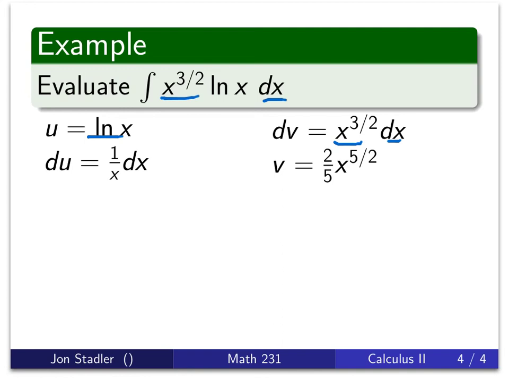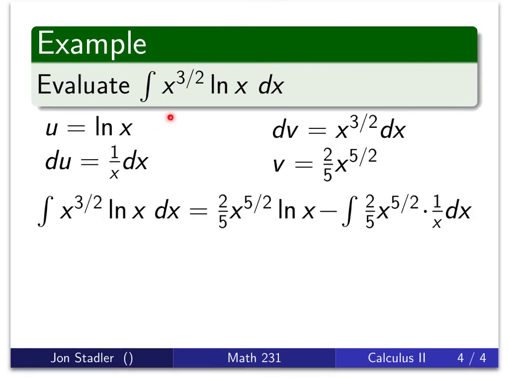And then we find the antiderivative of v. We would add 1 to the exponent, x to the 5/2, divide by that new exponent, which is the same as multiplying by its reciprocal. We'll piece this together. u times v is going to be 2/5 x to the 5/2 times natural log of x minus the integral of v times du. v is 2/5 x to the 5/2, du is 1/x dx.